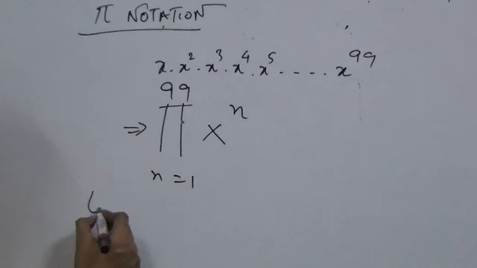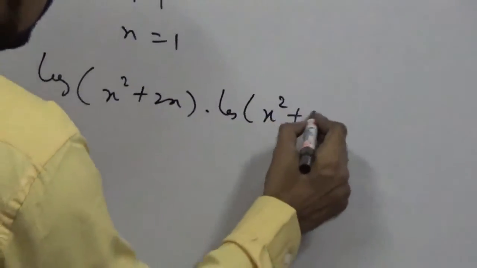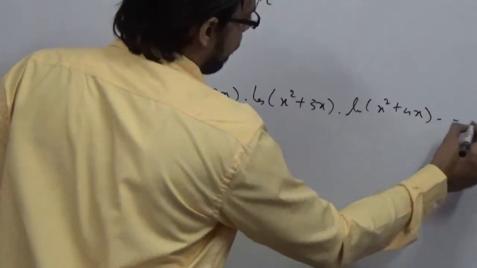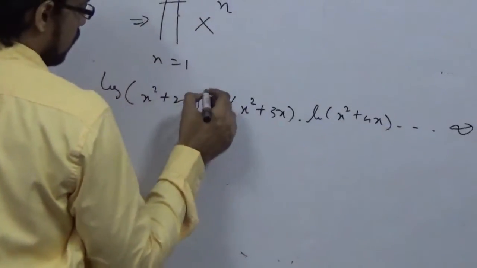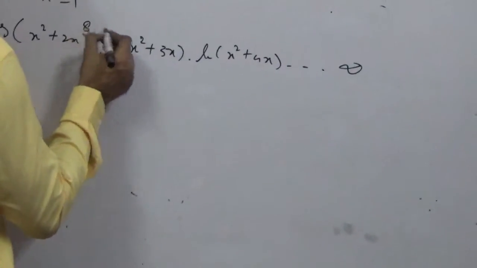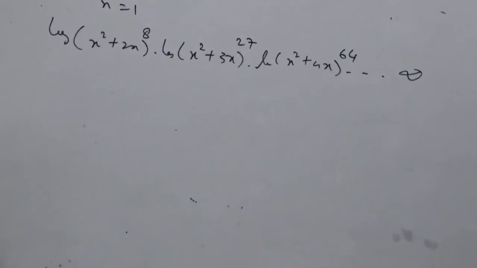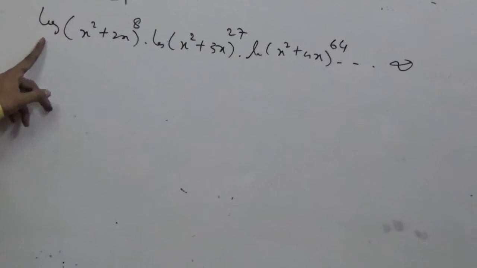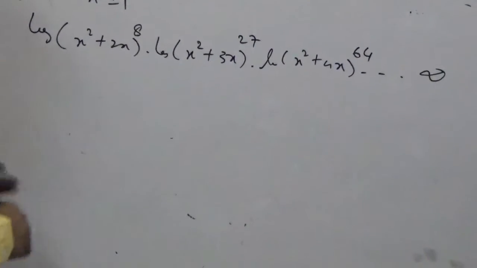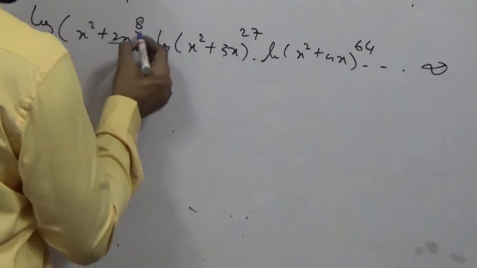Same like the previous questions, log of x to the power 2x into log of x to the power 3x into log of x to the power 4x, dot dot dot, infinity. 8, 27, 64. Can I do it? Put the pi notation over here. What is fixed? Log is fixed, x square is fixed, this x is fixed, only changing part is these two which I am marking in blue ink. These two are the changing part.